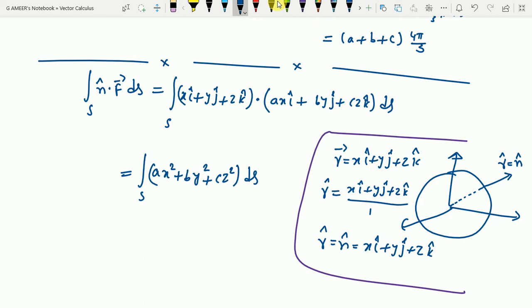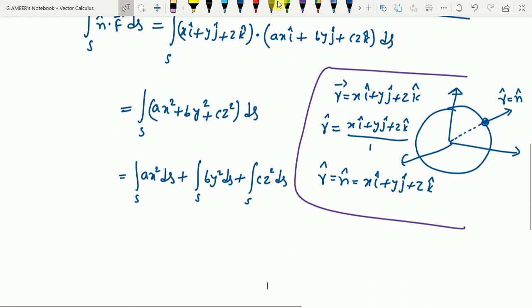So this is the surface here, a small element. This is the small element we have taken. So now this surface integration: ax square into ds plus surface integration by square into ds plus cz square into ds, like this. So now how will we perform this? Direct calculation is a little bit tough.